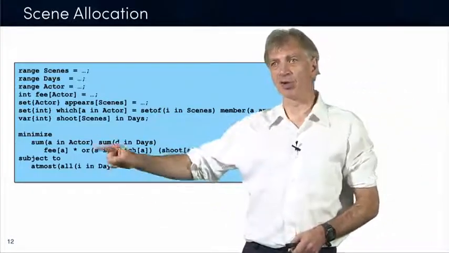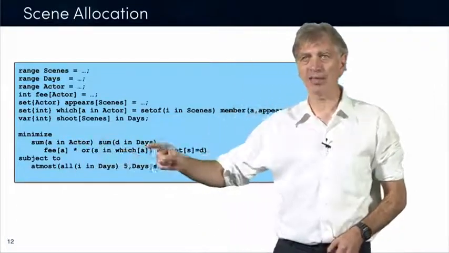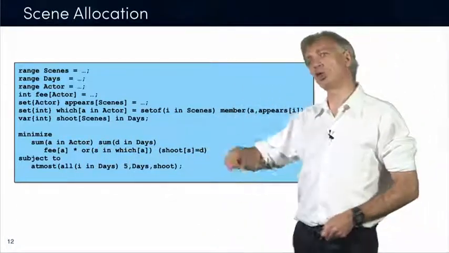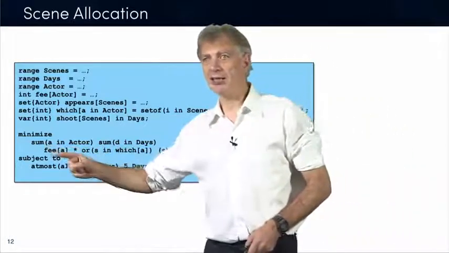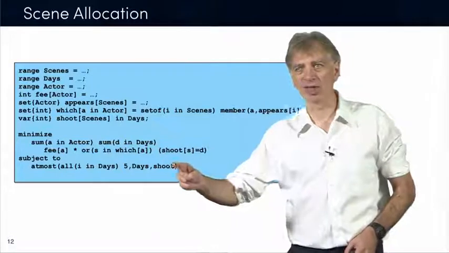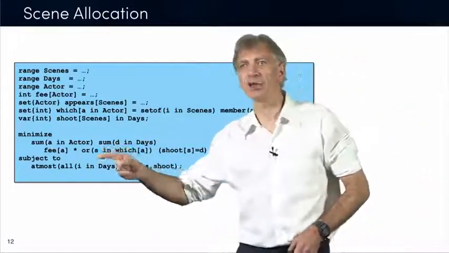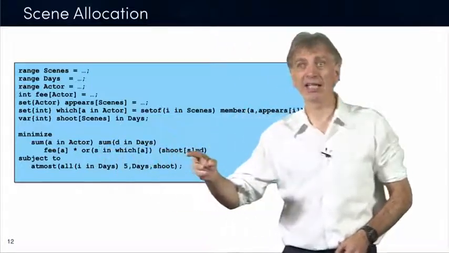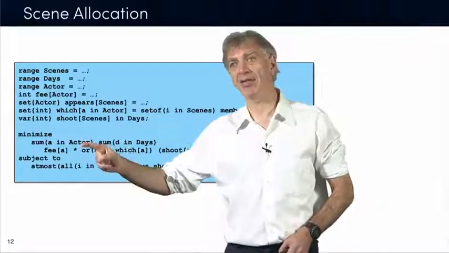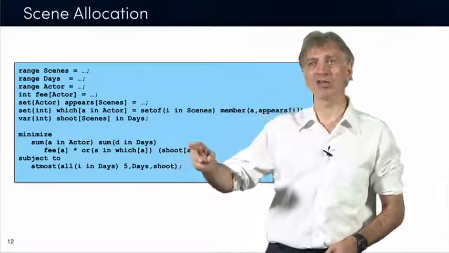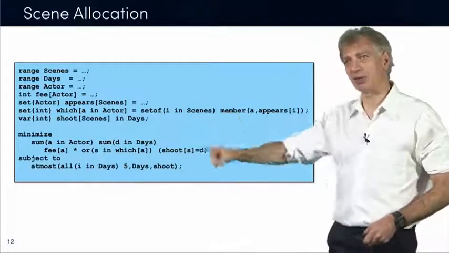Now, the objective function is also very interesting. What you are doing is that you look at every actor. You look at every day, and if the actor is actually shooting on that day, you will have to pay his fee. So you see the fee over there. And this expression that you see there, which has the reified constraints, is basically looking at all the scenes in which the actor is playing and seeing if that scene is played on that particular day. So for every day and every actor, you look if the actor is playing a scene on that particular day. And if that's the case, you have to pay the fee. So that's essentially the model.